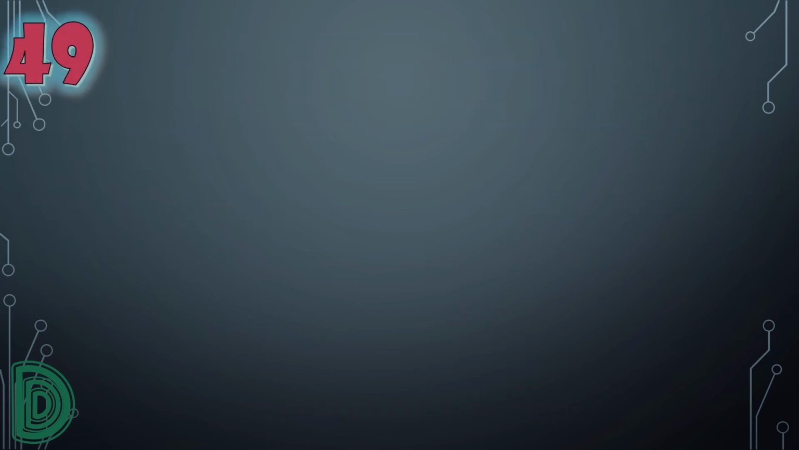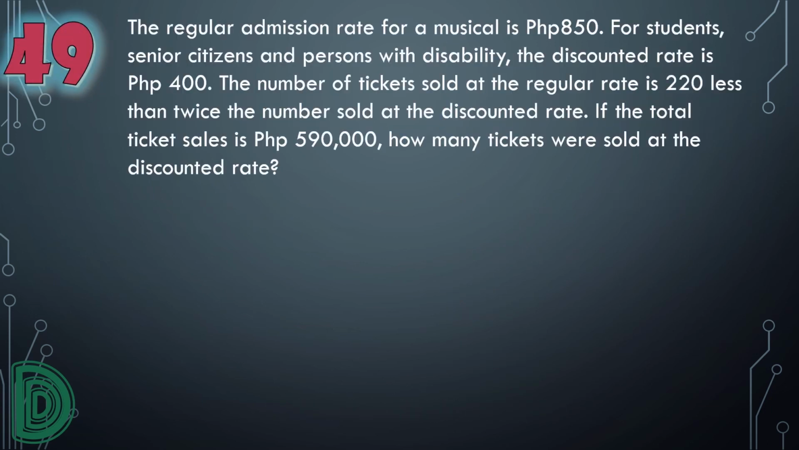Number 49. The regular admission rate for a musical is 850 pesos. For students, senior citizens, and persons with disability, the discounted rate is 400 pesos. The number of tickets sold at the regular rate is 220 less than twice the number sold at the discounted rate. If the total ticket sales is 590,000 pesos, how many tickets were sold at the discounted rate?